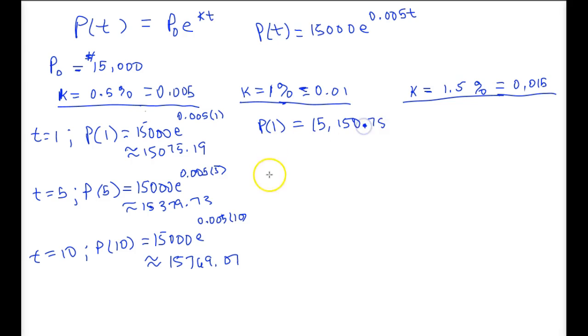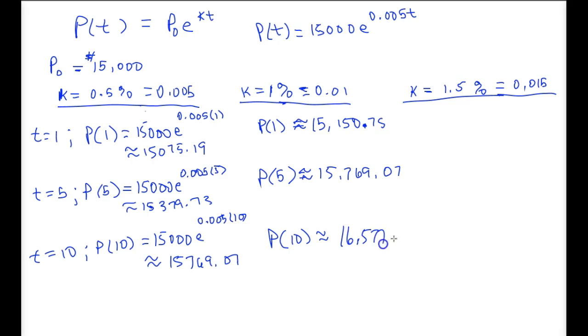$15,150.75. And then, of course, at the 5-year mark, we know that that's $15,769.07, approximately. And then at the 10-year mark, we'll go ahead and calculate that again. And that is $16,577 and about 56 cents. Okay. And so now you can see how with the interest rate being doubled, how the money is growing much faster.